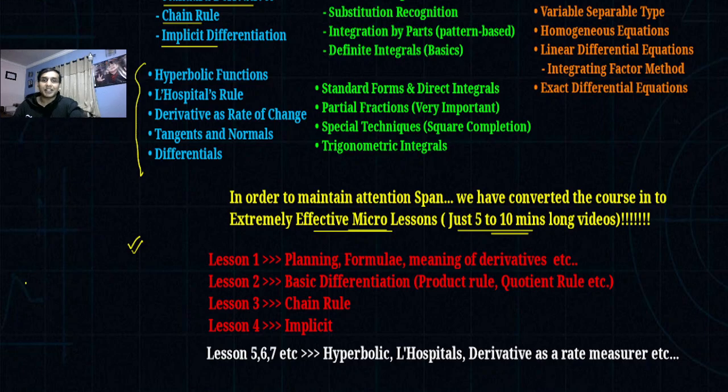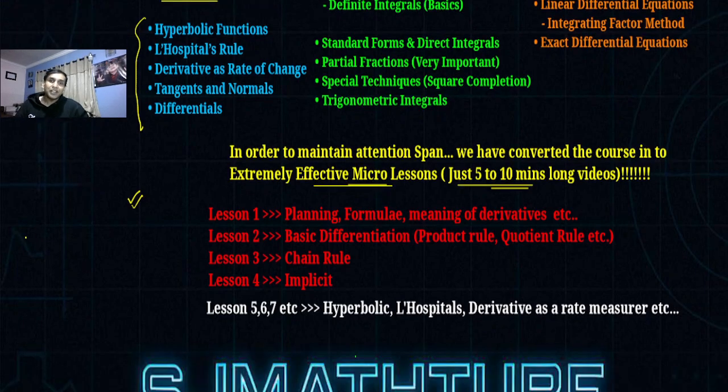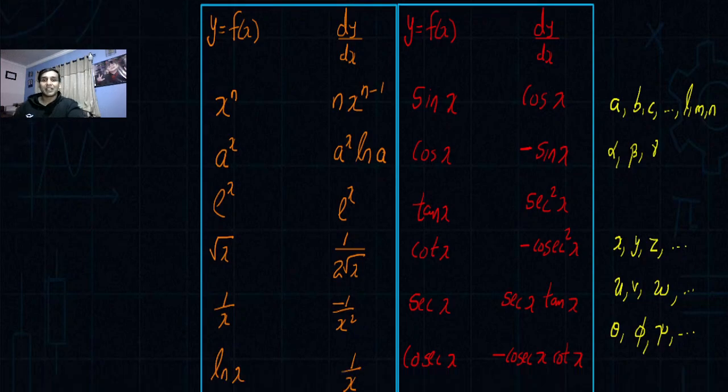Okay, let's start. So lesson 1: planning, the formulae and meaning of derivative. 24 formulae. So I wanted to take a screenshot and let me explain this. Can you see x to the power n and can you see a to the power x? They are different, 100% different.